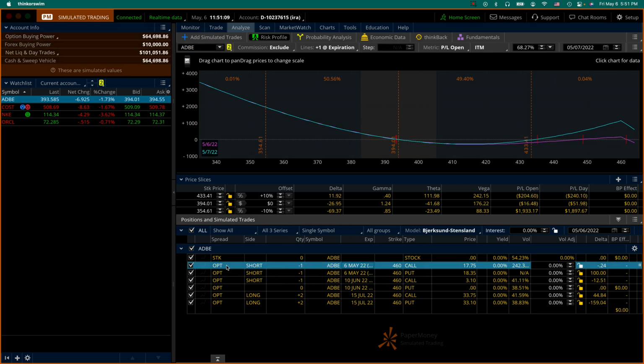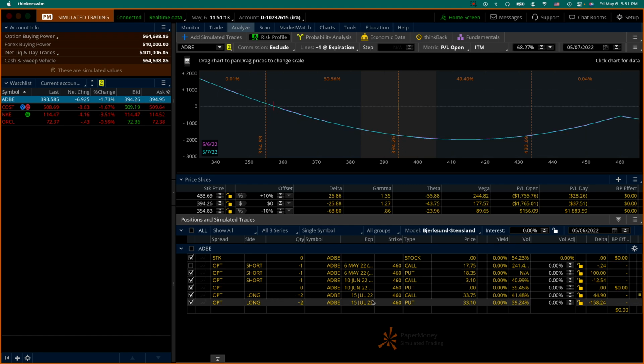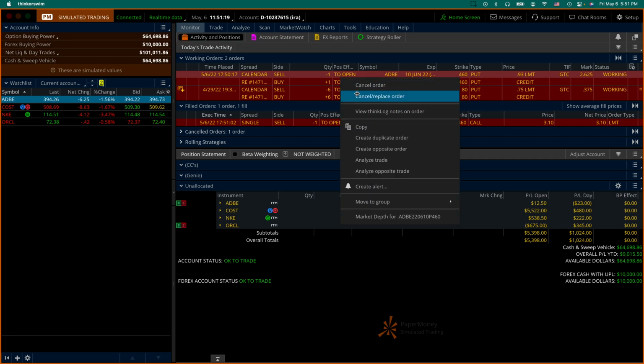This one here is going to expire worthless, so this is what my trade will look like. Not much different, okay? Let's trade this one here. Let's lower the cost even further.